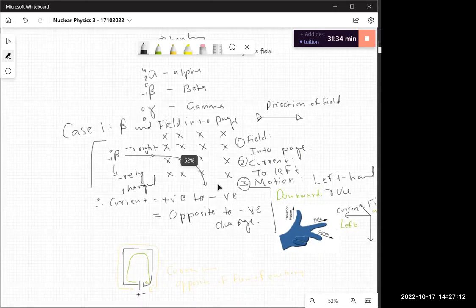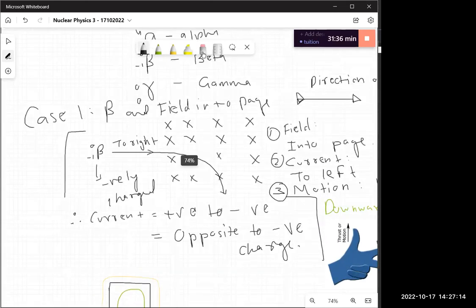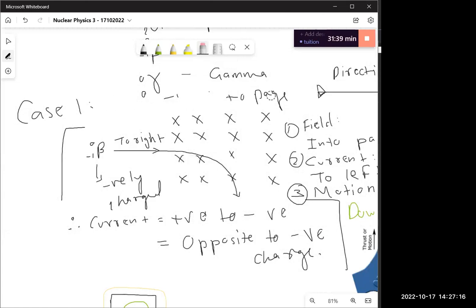Let's say, what if we try alpha particles now? Field into page.